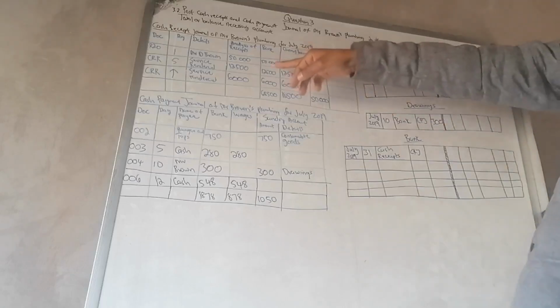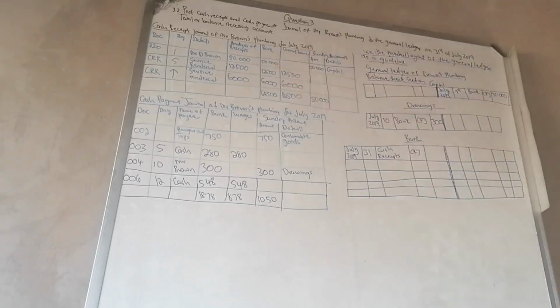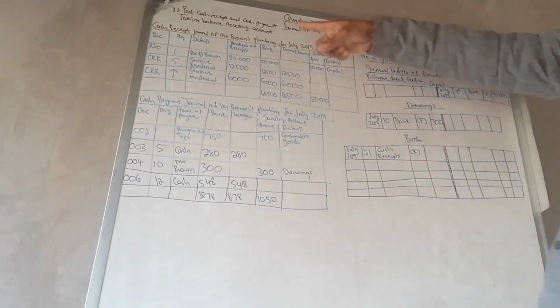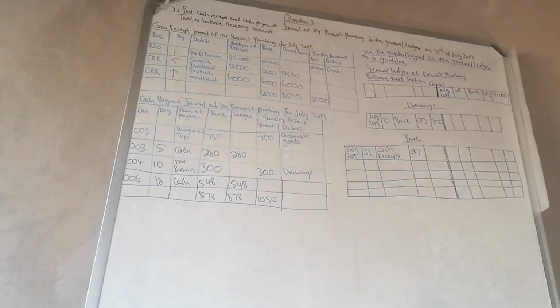CRJ. The amount was recorded on the cash receipt journal.